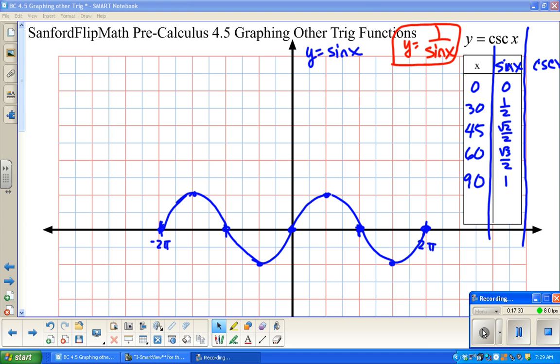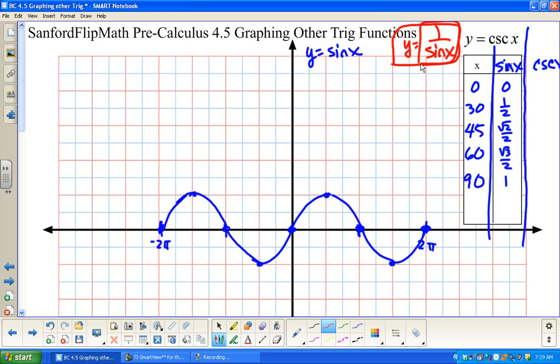So if I'm going to do the reciprocal of sine, 1 over sine, then this column would be the reciprocal of these y values. So I'm going to do 1 over 0. Sorry, that's bad news, isn't it? 1 over 1/2. 1 over the square root of 2 over 2, which is really just the square root of 2, about 1.414. And this will be 2 square root of 3 over 3, which is approximately, I don't know. And then the reciprocal of 1 is 1. So let's graph these new y values.